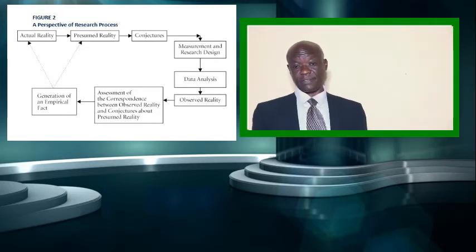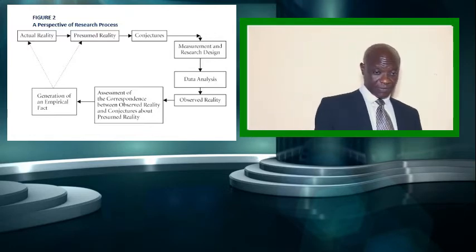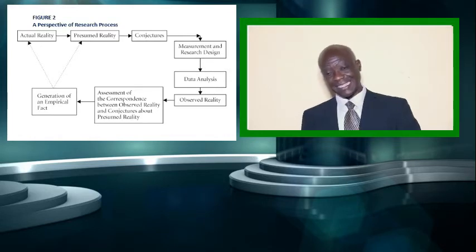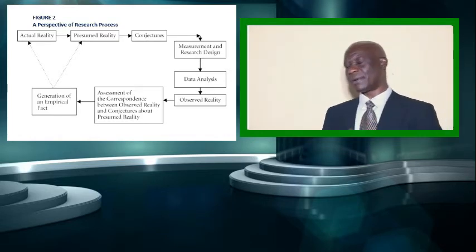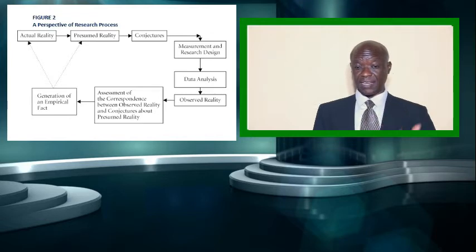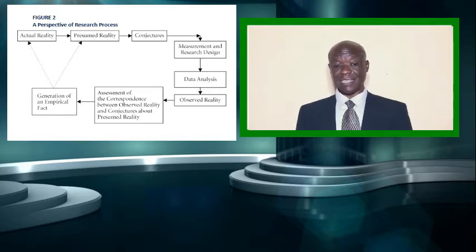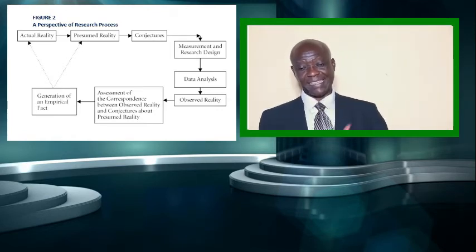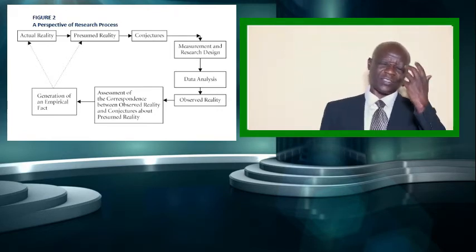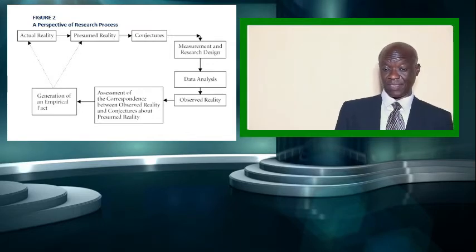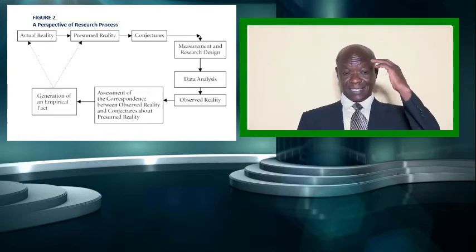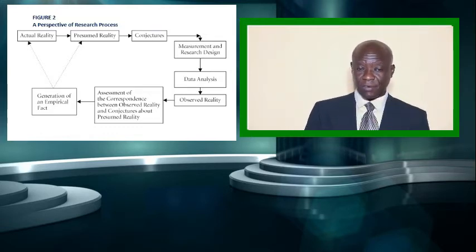So the first component of the figure is the actual reality. And of course, a researcher seeks to develop an understanding of this. In scientific research, a researcher seeks to develop knowledge about the actual reality. For this, he can develop a plausible view of what actual reality is. And the term presumed reality is used here for the plausible view that a researcher may develop about the actual reality. And this presumed reality may take the form of a theory or a model of that reality.